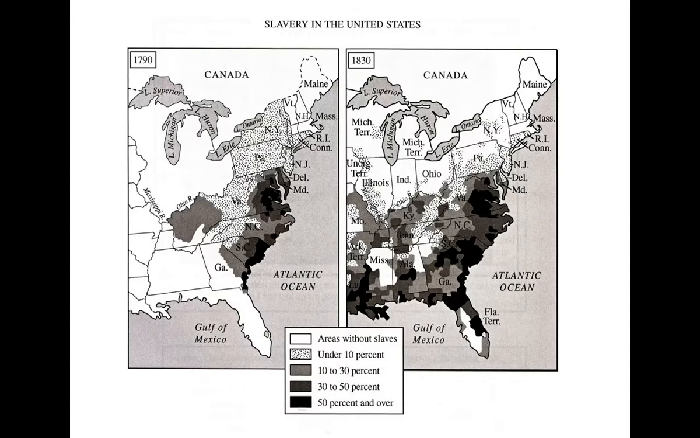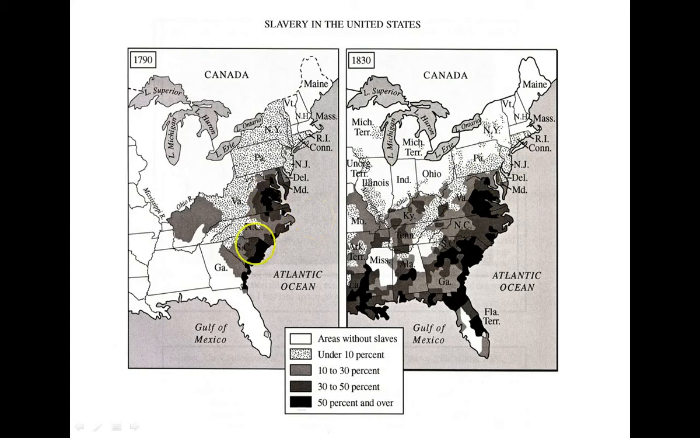These two maps really show the difference in the amount of slaves in both the North and the South at different times in American history. This is 1790, and then this is 1830. So you can see a definite difference in, first of all, the number of slaves when you look at anything basically Pennsylvania or further north. So there is just a little bit of slavery in the northern part of the United States.